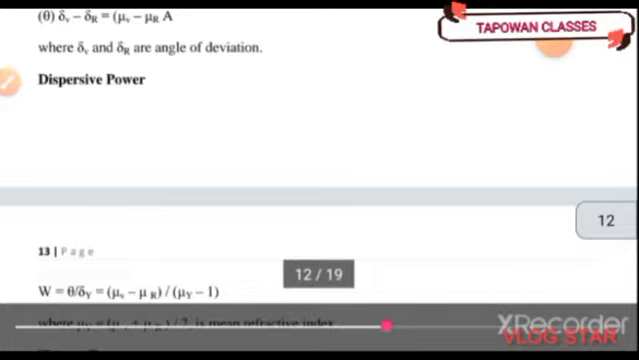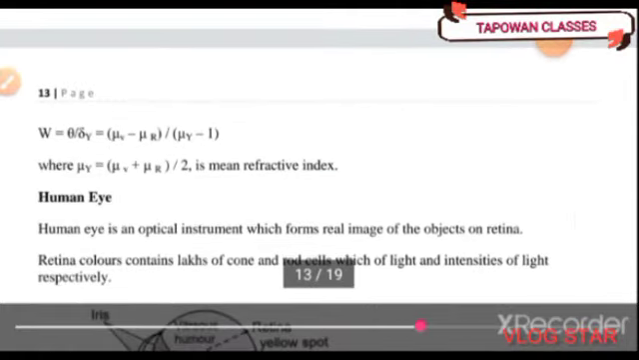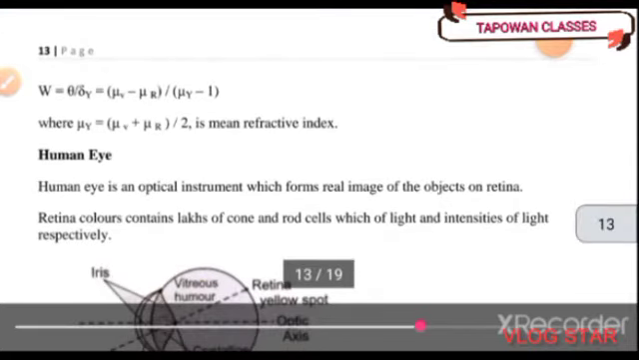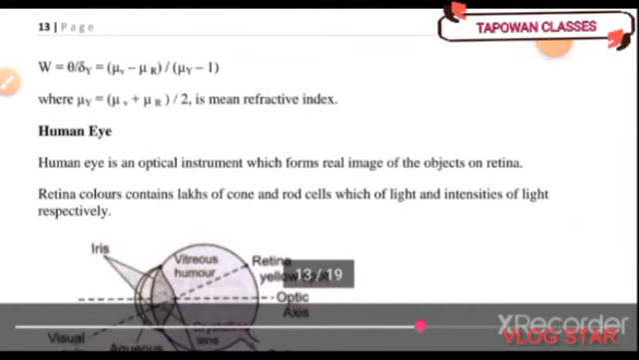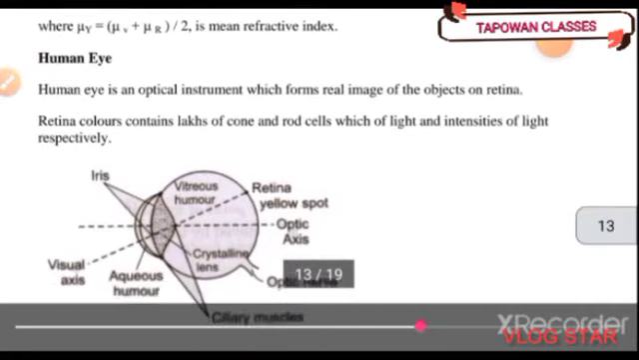Now the dispersive power is given with the help of this formula: ω = θ/δy = (μv − μr)/(μy − 1), where μy = (μv + μr)/2. It means the mean refractive index. Now on to the next point, the human eye.